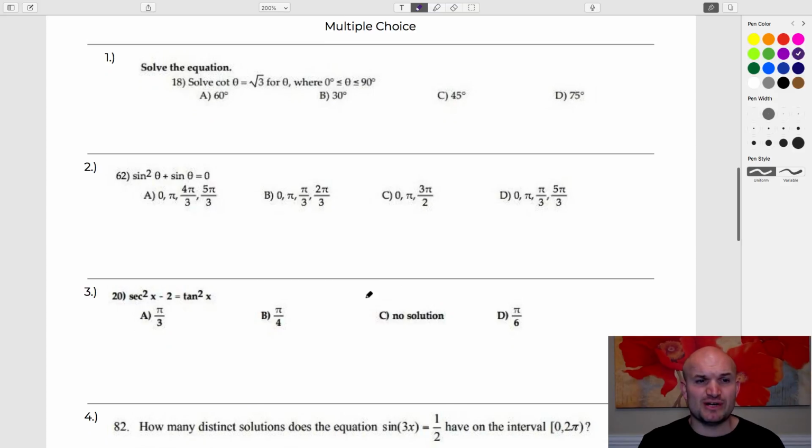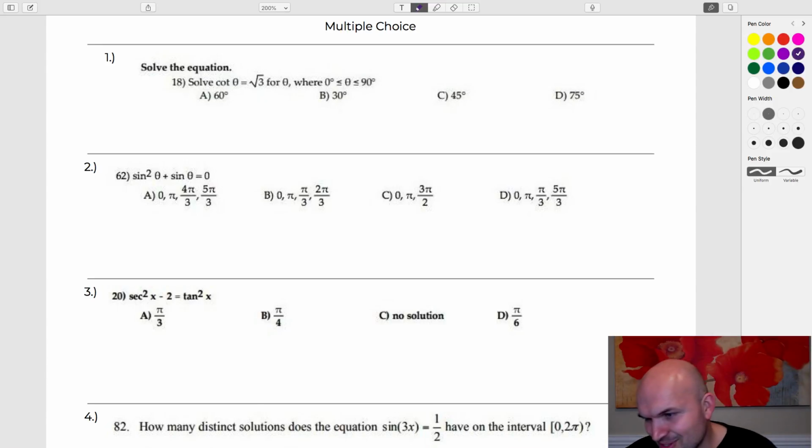Here are some multiple choice, which I will knock out rather quickly in just a second. But I wanted to check in on your mom, who just commented, so therefore they get the first shout out of my nice little break.